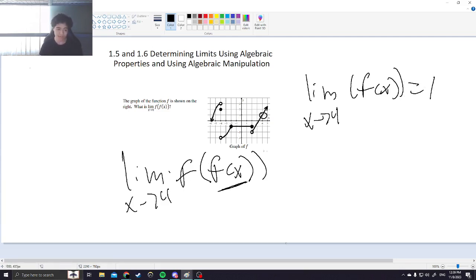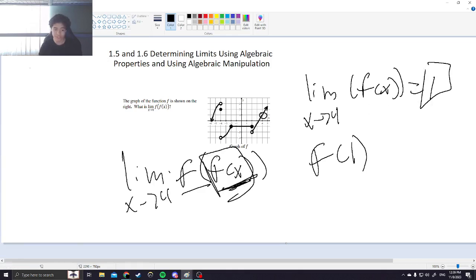Now we're back to this. So now you're looking at f of 1, because the f of x here we saw equals 1. So you're replacing this f of x with a 1. So you're looking for f of 1, which is negative 1.